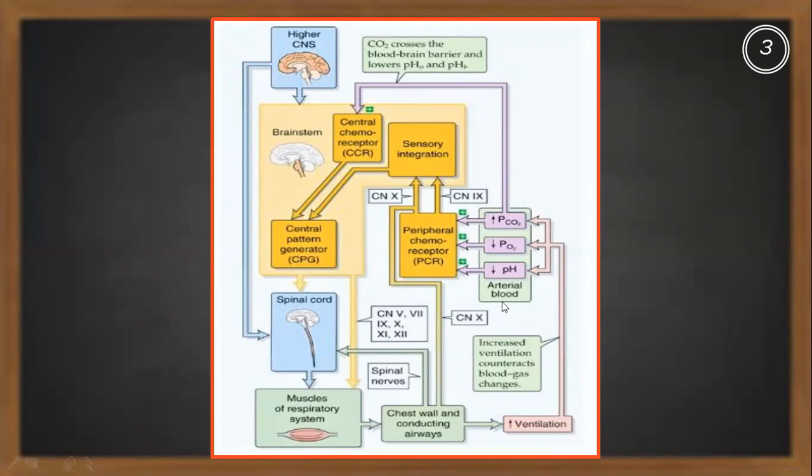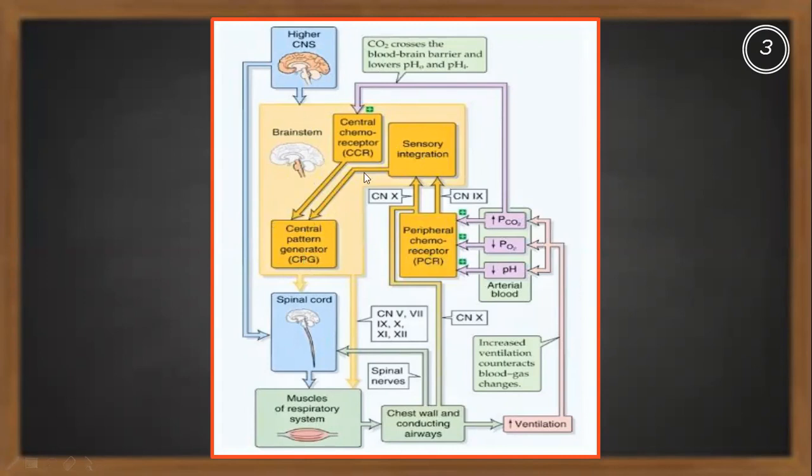However, if these changes are not sufficient, then they activate the peripheral chemoreceptors as well as the central chemoreceptors. Now, once these peripheral and central chemoreceptors are activated, they send the impulses to the CPG. But these peripheral chemoreceptors are sensitive to all these three and can send the impulses via either cranial nerve number 9 or 10, depending upon the location. And these go to the sensory integration center, and only then does it go to the central pattern generator.